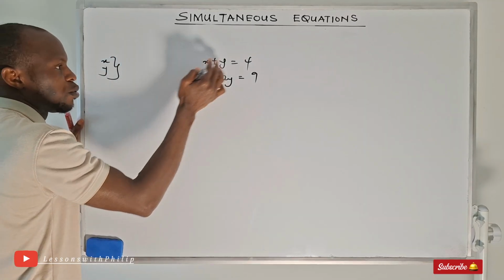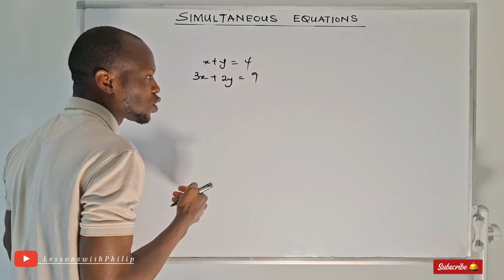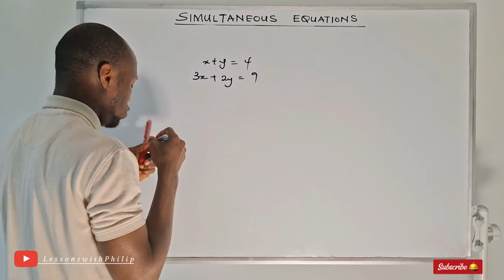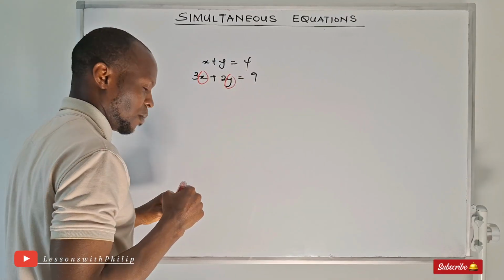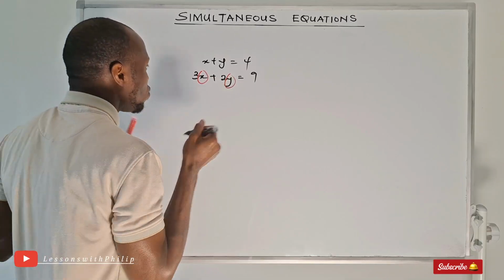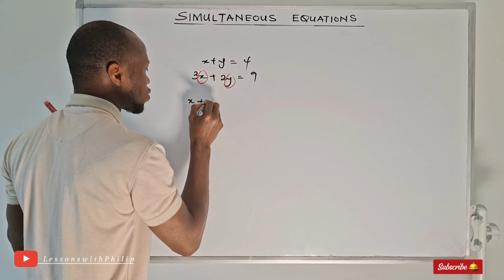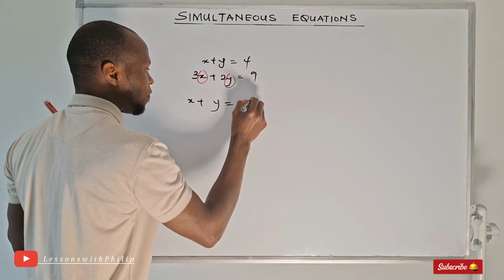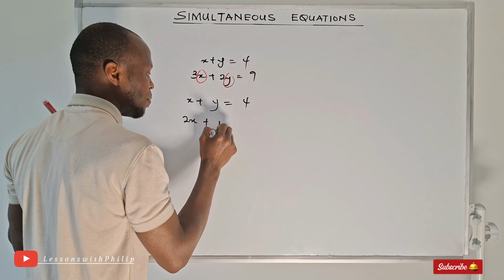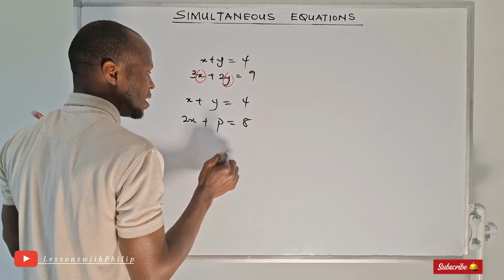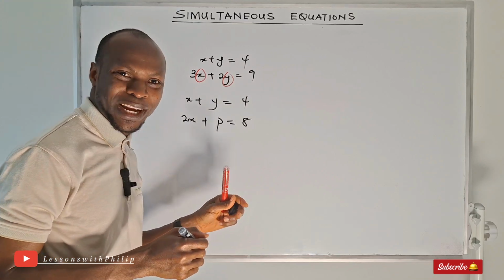These are the two variables you can find in the first equation. And in the second equation, you could see x and y. Okay? Somebody says, what if I have an equation x plus y equals 4, and the second equation is 2x plus, let's say, p equals 8? These two equations are not simultaneous.